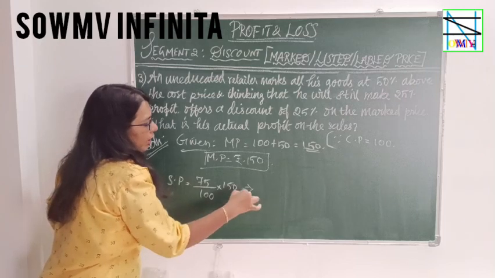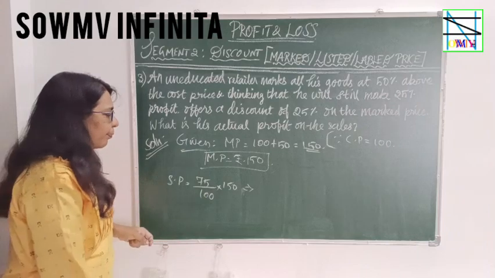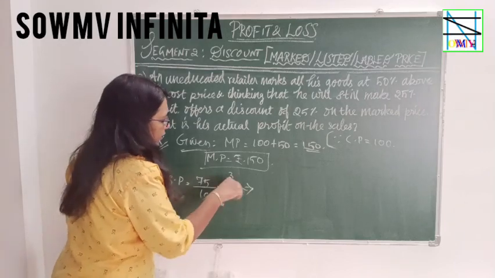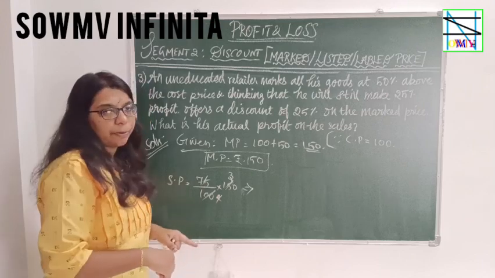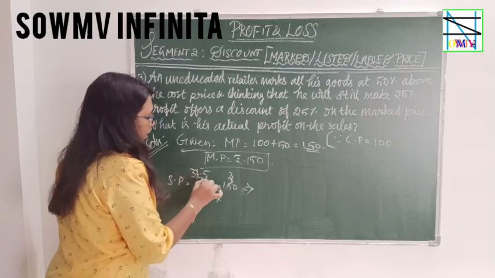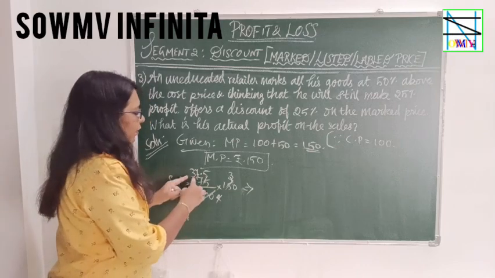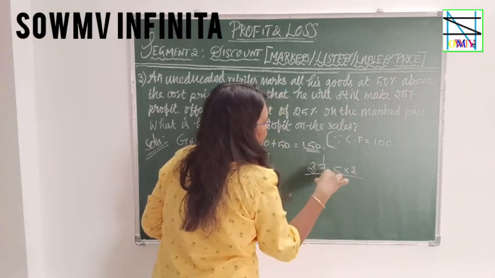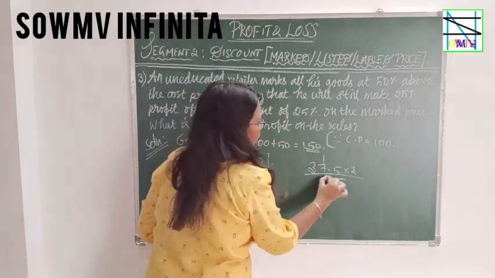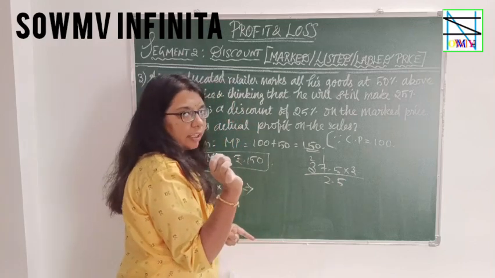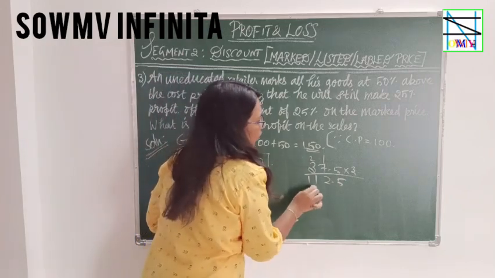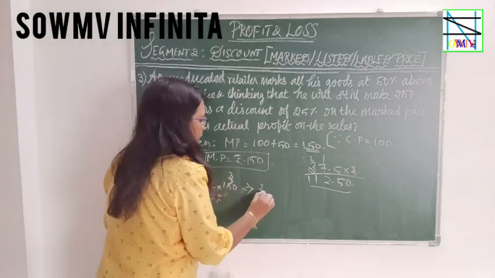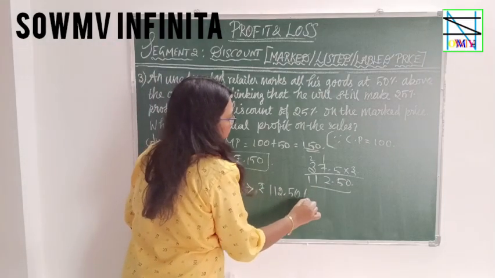I can cancel this value and find the exact profit value. I can cancel this value by 50. So here is 3, here is 2. 2 times 37.5 is 75. Therefore 37.5 into 3, I can multiply this value. 5 times 3 is 15, 7 times 3 is 21 plus 1 is 22, 3 times 3 is 9. So 9 plus 2 is 11. So 112 rupees and 50 paise.